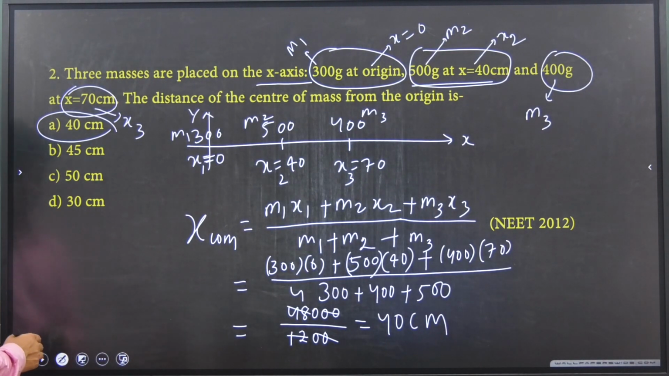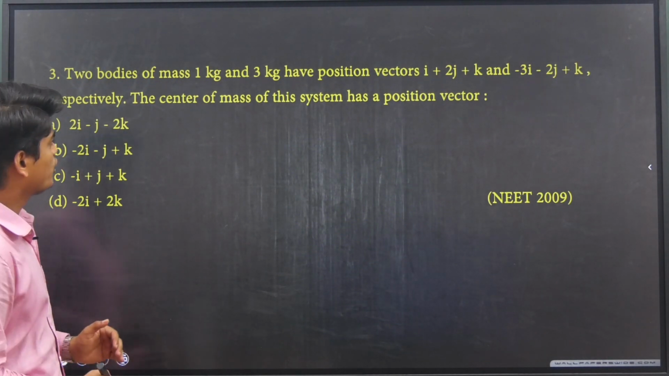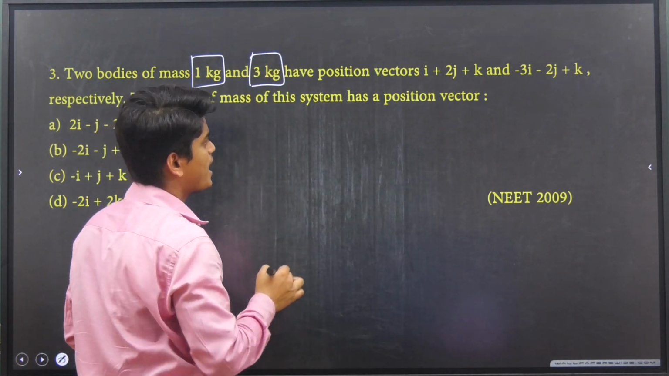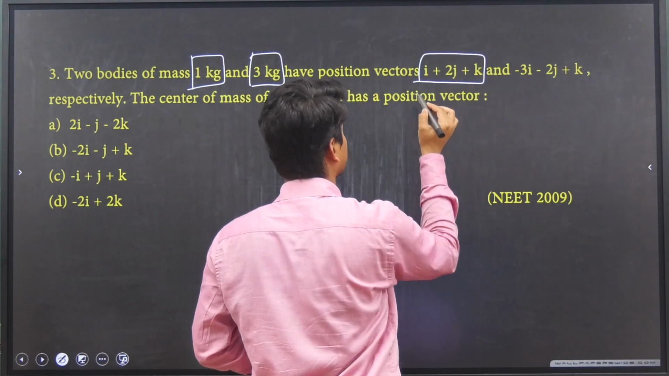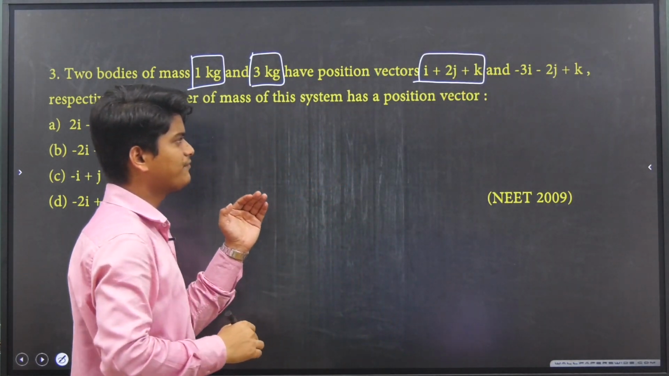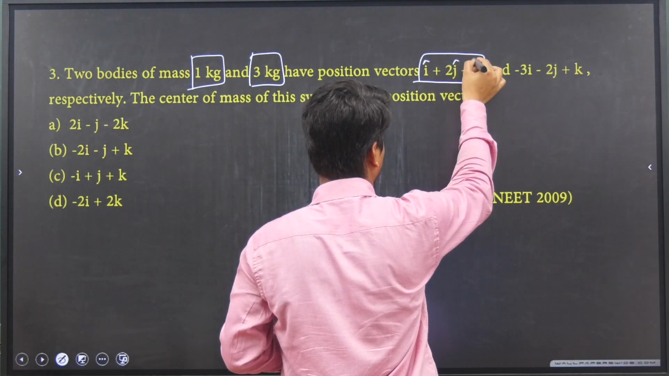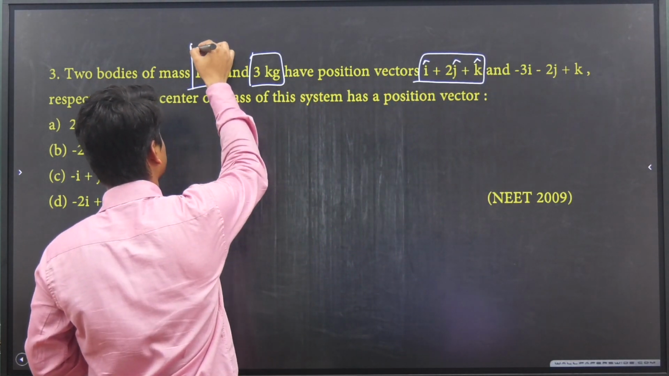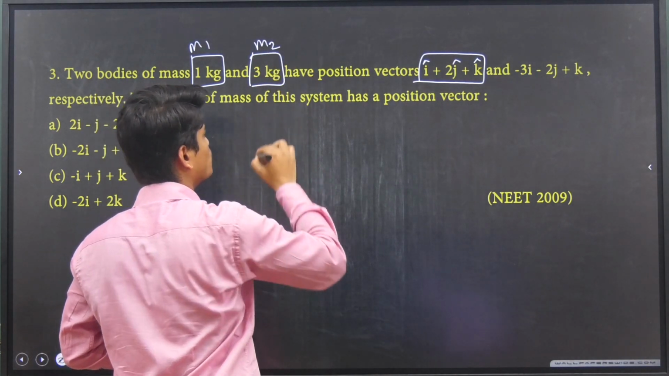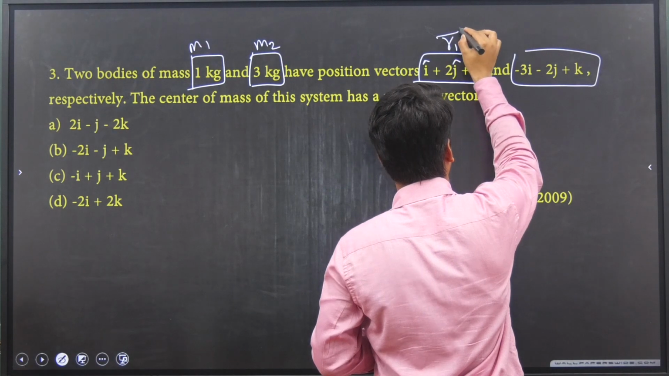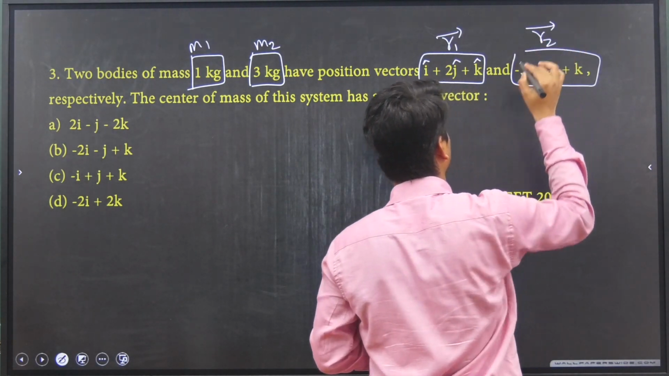Okay, now here two bodies of mass how much given? 1 kg and 3 kg have position vectors given. Here it is how much? I cap plus 2 j cap plus k cap. So it is I cap, meaning it is written vector wise. So you can take this mass as M1, this mass is M2, and this distance you can write as a position vector R1 vector, and this as R2 vector.